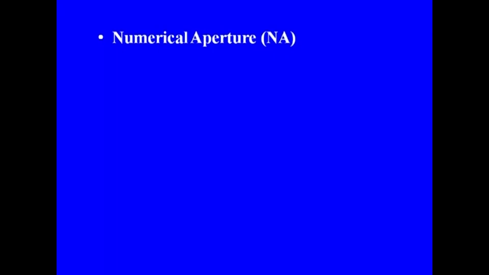Now, the denominator, that is n sin u, is called numerical aperture. In optics, the numerical aperture of an optical system is a dimensionless number and it characterizes the range of angles over which the system can accept or emit light.